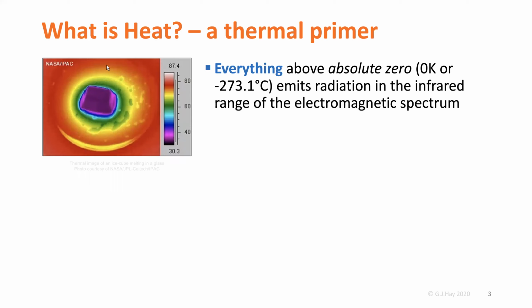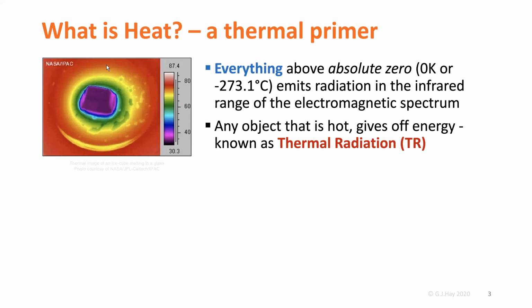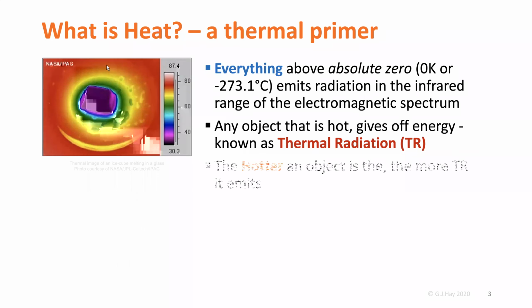Everything above absolute zero, or minus 273.1 degrees Celsius, emits radiation, and it emits it in the infrared range of the electromagnetic spectrum. This is important to recognize. Any object that is hot, so it's moving, gives off energy. By moving, I mean that at absolute zero there is no motion. Molecules and atoms are not moving, as far as we're aware. As soon as you get above absolute zero, you start to have movement of molecular structure. That movement gives off energy, known as thermal radiation. So the hotter an object is, the more thermal radiation it emits.